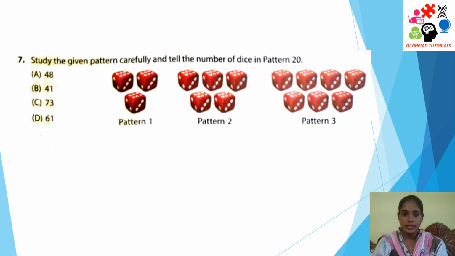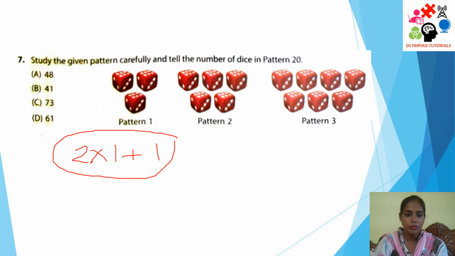So here you have the next question. Study the given pattern carefully and tell the number of dice in pattern number 20. In pattern 1 you have 3 dice, pattern 2 you have 5 and pattern 3 you have 7. Here you can see there is a relation: 2 into 1 plus 1. So here you can see this relation is observed, 2 into 1 plus 1.